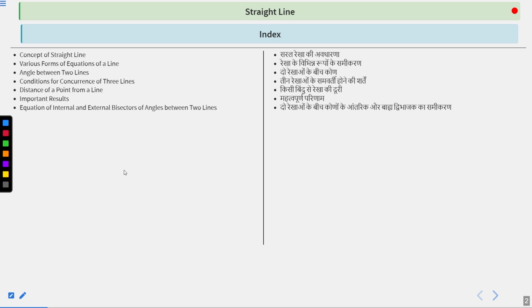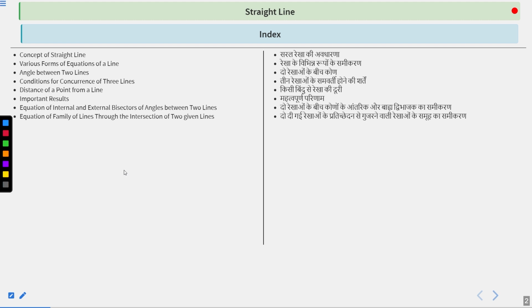After that, we will discuss the equation of internal and external bisectors of the angle between two lines, right? If two lines are intersecting at a point, and suppose we have to draw the angle bisector of the angle between the two lines, then there can be two angle bisectors. One is internal and one is external, right? So in this part, we will discuss both internal and external bisectors of the angles.